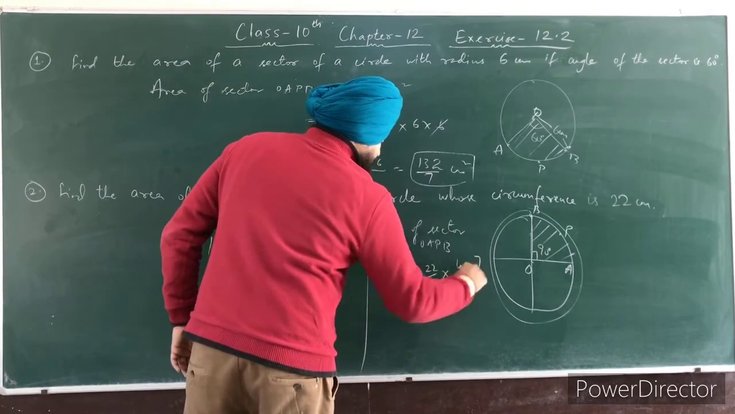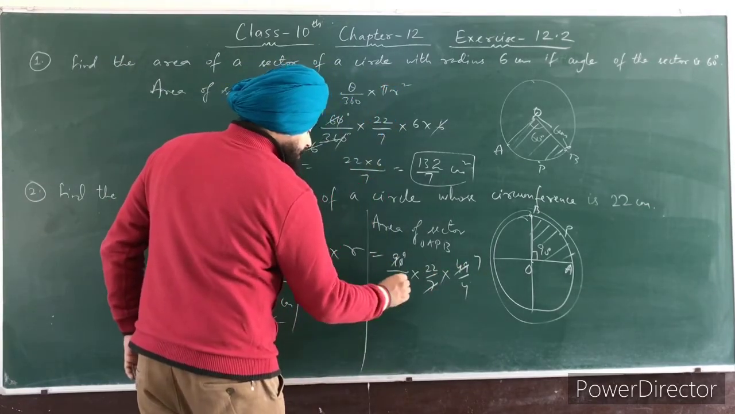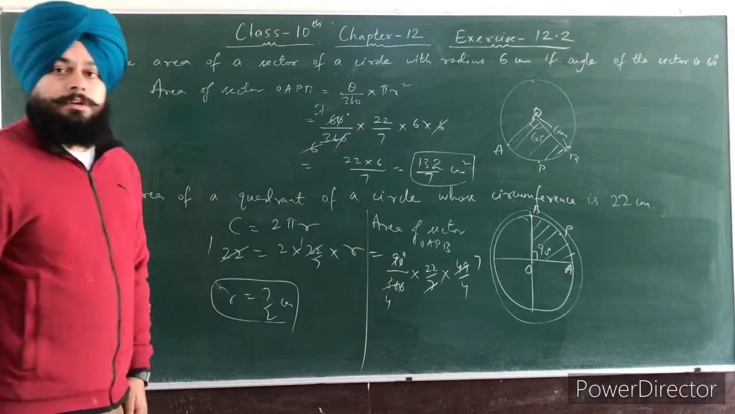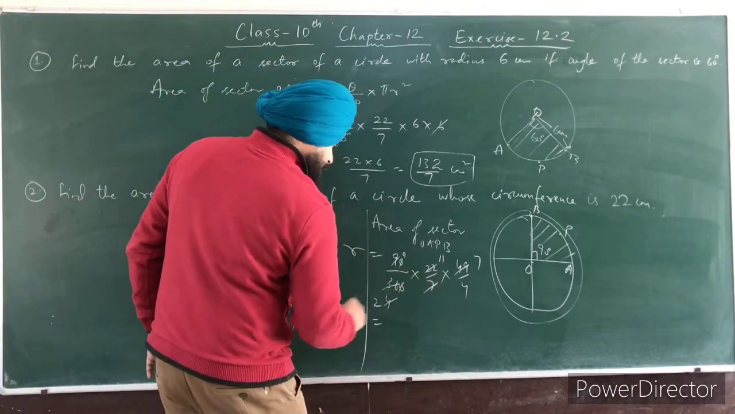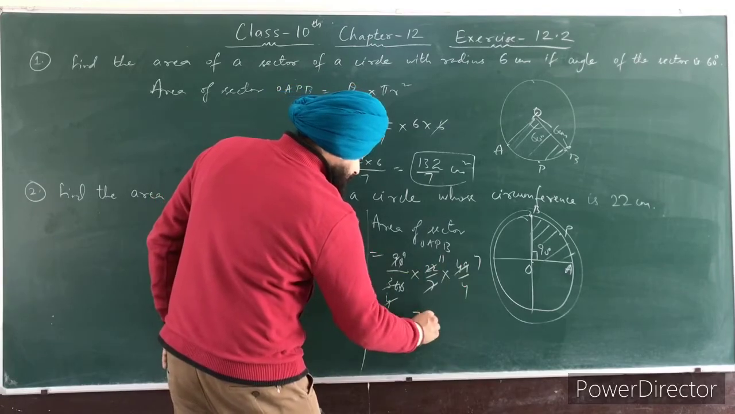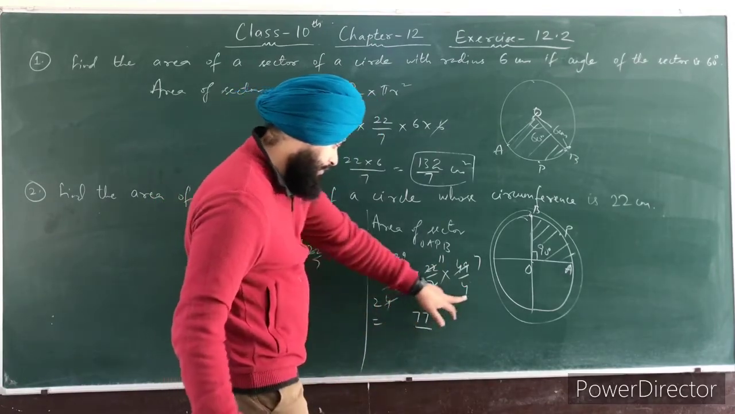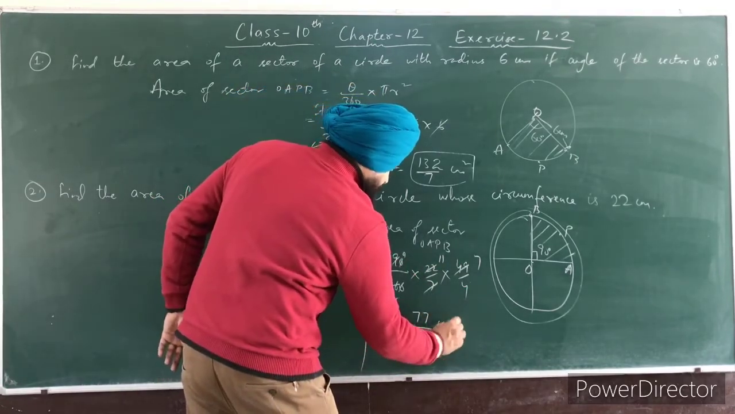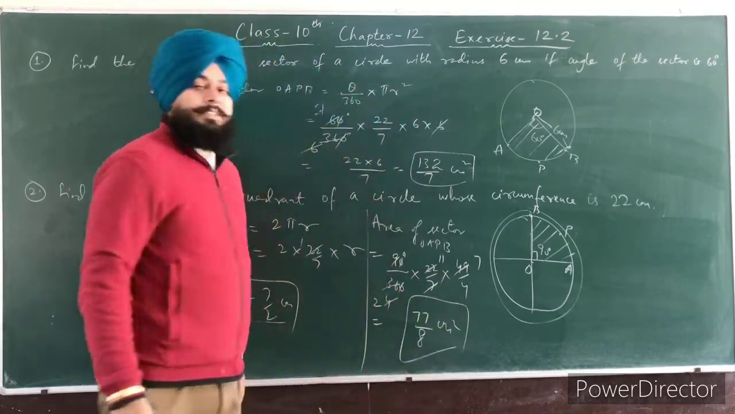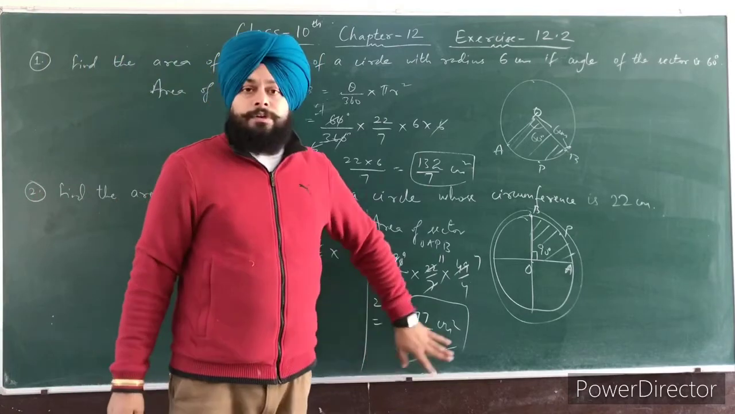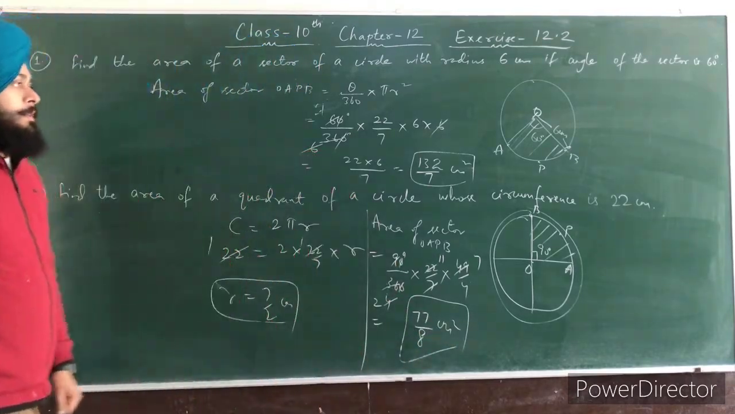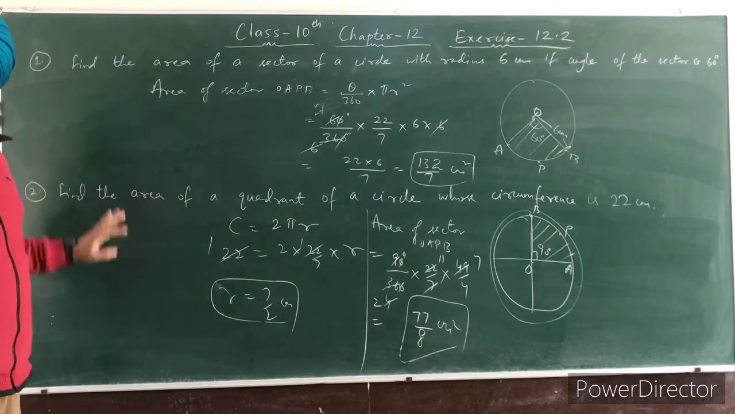So 7 7s are 49. 0 0 cancel. 9 4s are how much? 36. Or 2 11s are 22, 11 7s are 77 and 2 4s are 8. So what's the answer? 77 over 8 centimeter square. So it is the area of quadrant of a circle. Alright, so this is your question number 1 and 2.